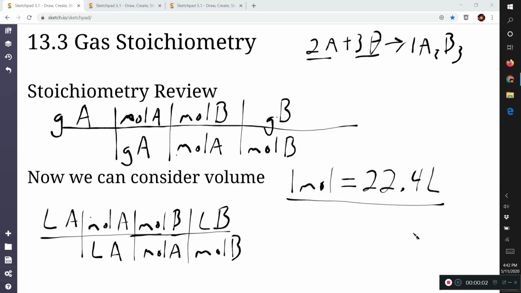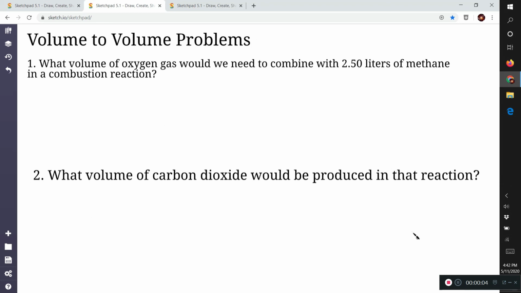So let's look at a couple of examples. So, number 1, what volume of oxygen gas would you need to combine with 2.50 liters of methane in a combustion reaction? So there's a lot of assumptions here. So first of all, it assumes you know what a combustion reaction is. You know what methane is, those things. So first of all, we know what oxygen gas is. Oxygen gas is O2, and we need a balanced equation, so we're going to start there.